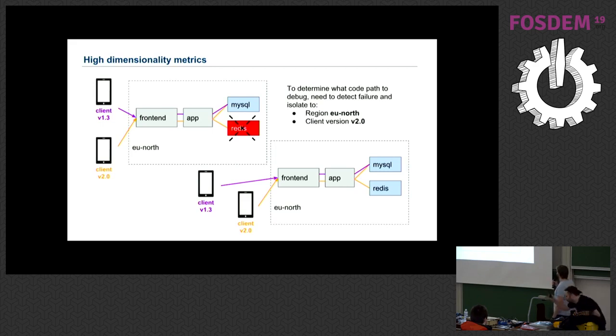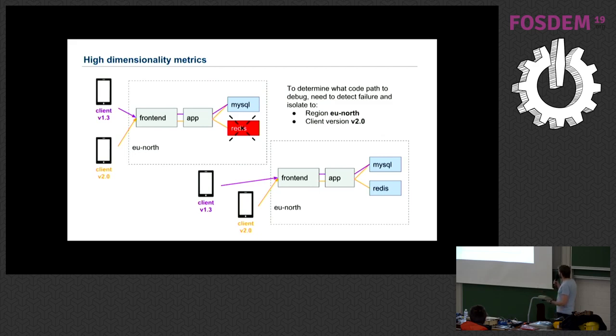For a client V1.3, it's only talking to MySQL through the front end and then hitting the application here and comparing some data. However, the client V2 is going through a different path where it hits both MySQL and Redis. Perhaps you have some fancy chat feature that you're using Redis for in V2, not V1.3. So if Redis fails and it's something that you're not explicitly tracking, you want to debug this from the very edge of your network, where the error is happening.